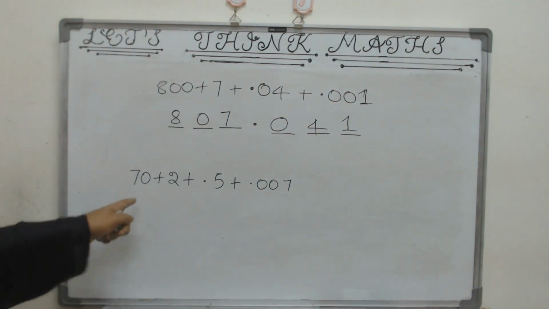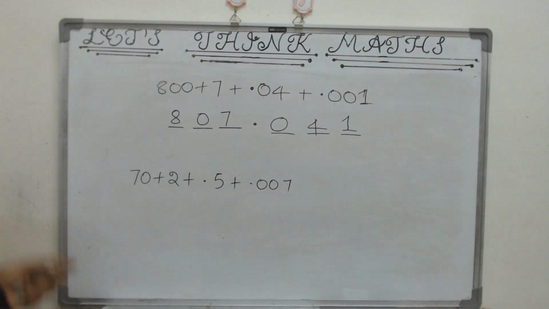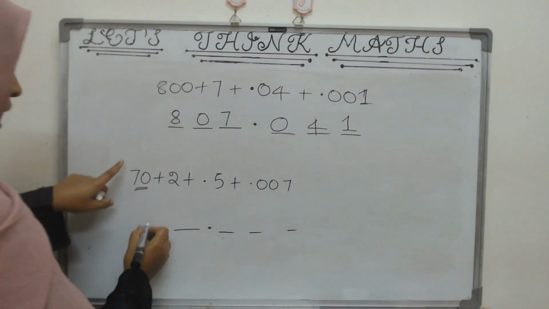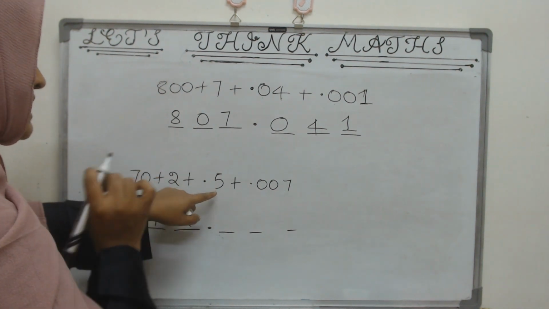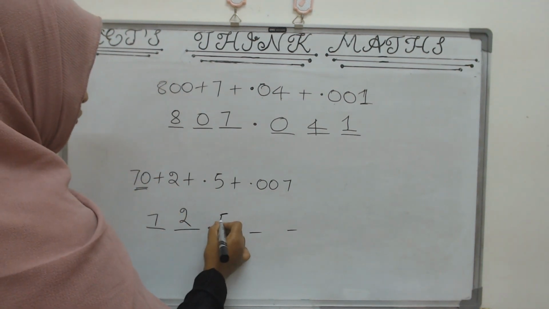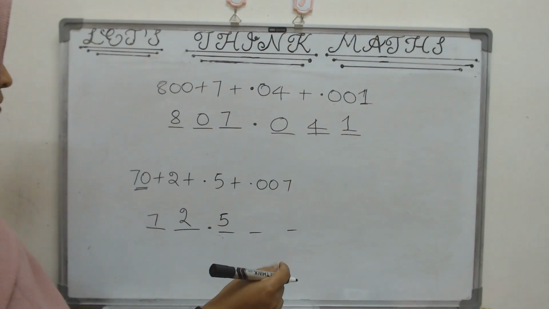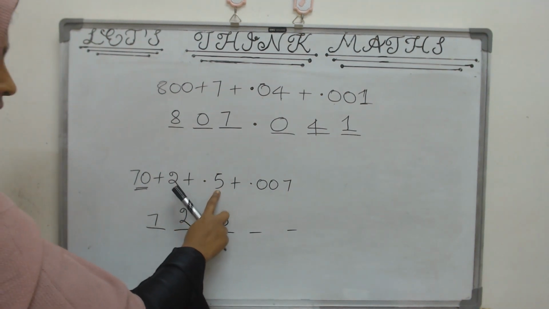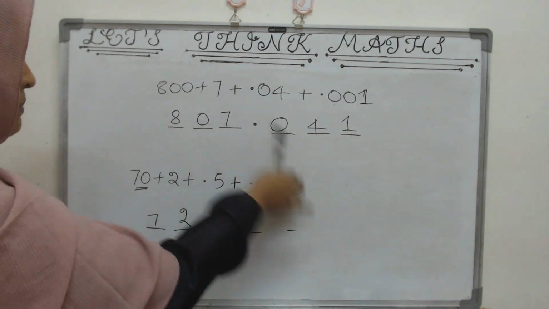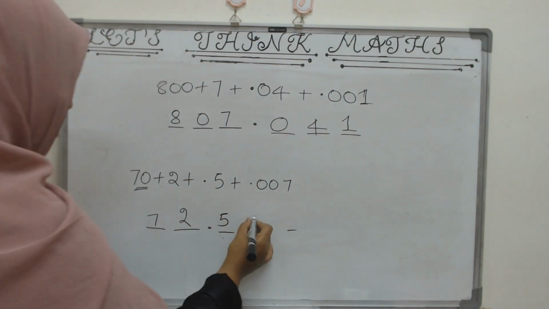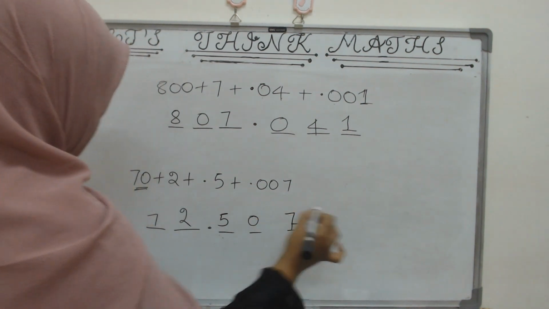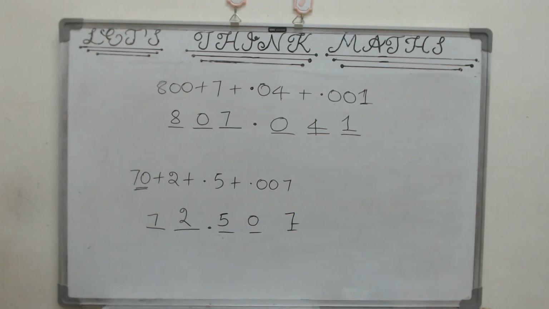Now, how does this decimal look like? How does its standard form look like? So, how many tens? 7. How many ones? 2. How many tenth parts do you have? 5. How many hundredth parts do you have? Missing. See, after the tenth part, we have jumped to the thousandth part. The hundredth part is missing. So there. This is how you write the standard form of a decimal.